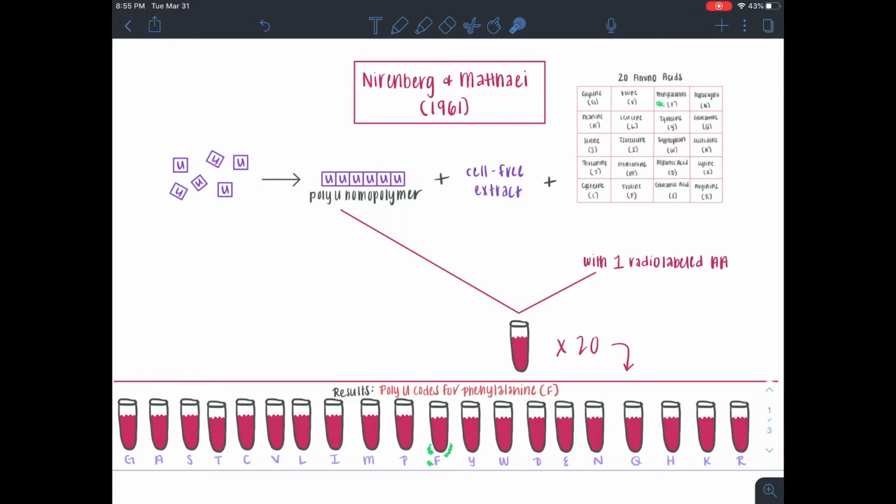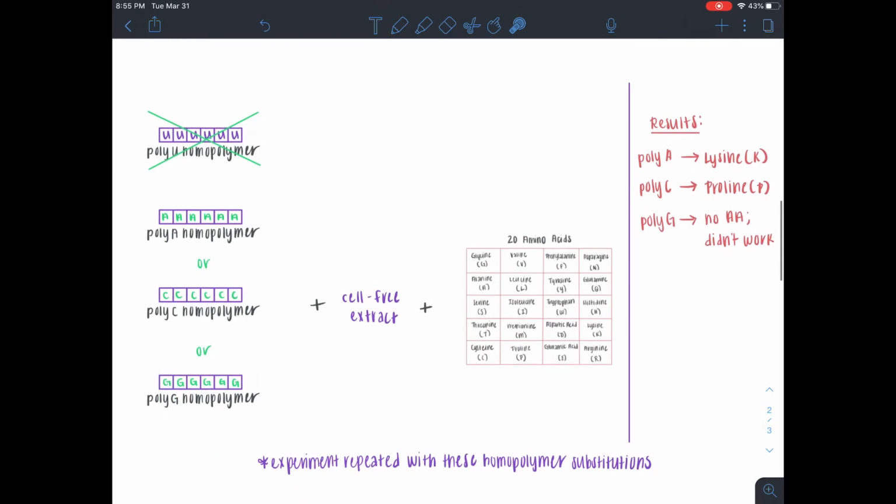The protein couldn't form unless the correct amino acid matching with the UUU codon was incorporated. This showed that the UUU codon specifically codes for phenylalanine.